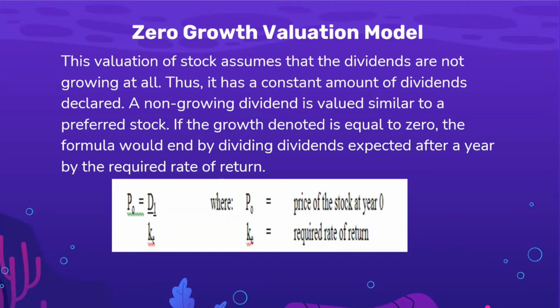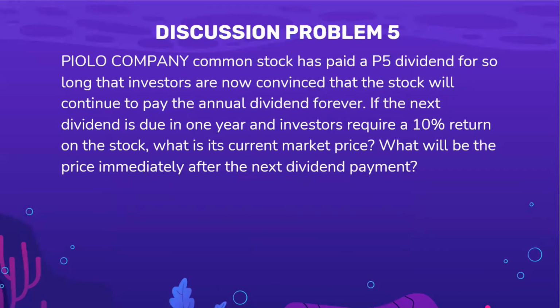That's why it's a similar approach to the preferred stock valuation. So in fact, class, you're already very familiar with this formula. It's D sub 1 over K sub E. So basically, this is the price of the stock at year 0, that's P sub 0. D sub 1 is your dividends for next year, over the required rate of return. So let's apply it to discussion problem number 5.